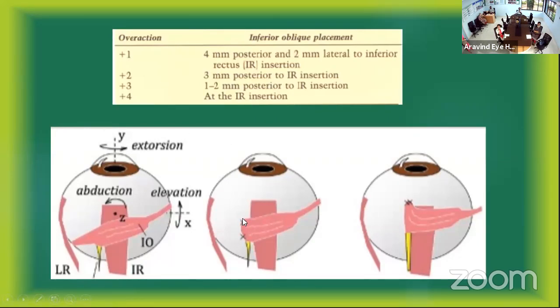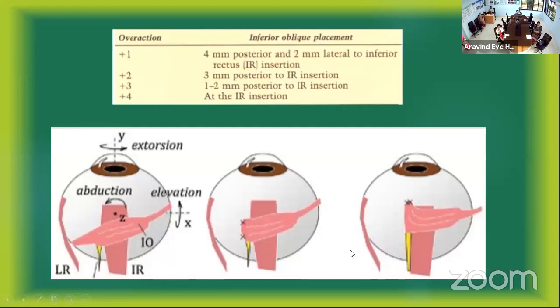This is the 4 millimeter mark. 4 millimeter is done for 1 plus. As you keep increasing the recession, the mark will keep moving towards the insertion of the inferior rectus. So 2 plus will be 3 millimeter. We'll place it here. 3 plus will be 2 to 1 millimeter. We'll place it here. And at the IR insertion for a +4 overaction. Sometimes we place it slightly 1 millimeter anterior to the inferior rectus insertion. We call it inferior rectus anterior positioning.